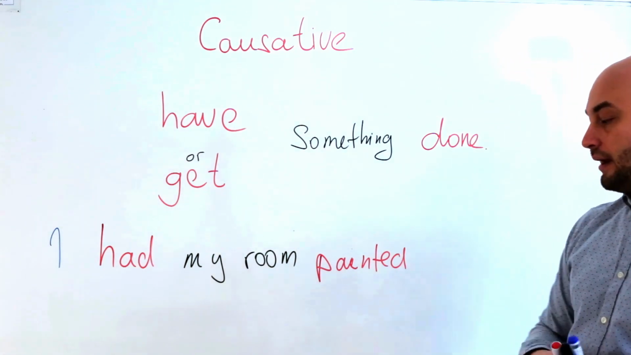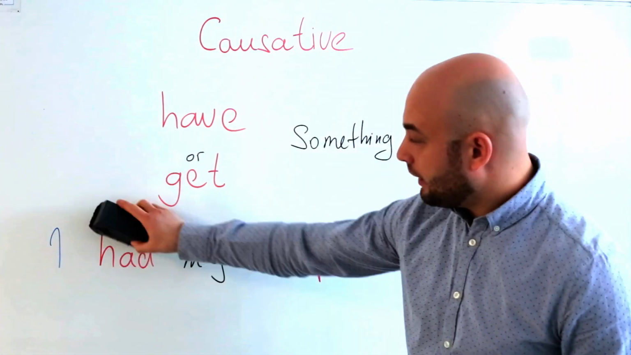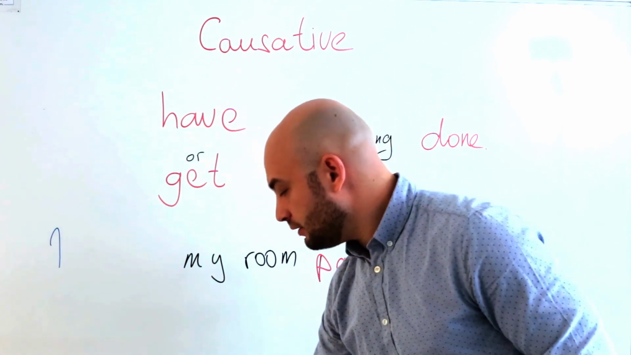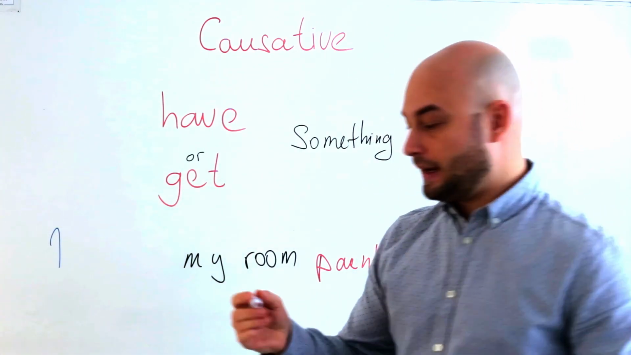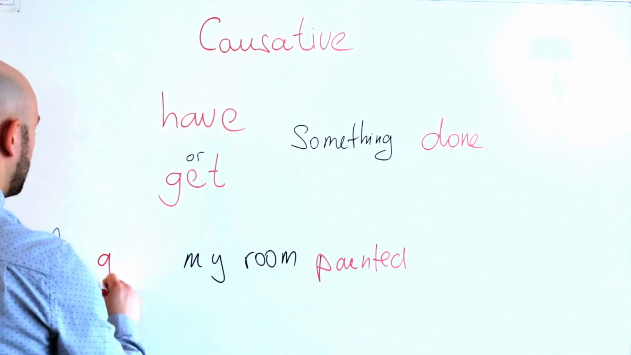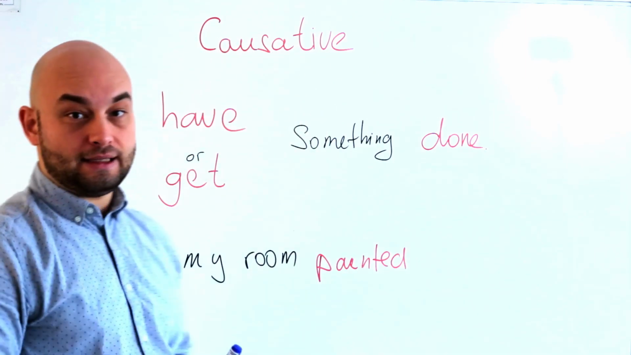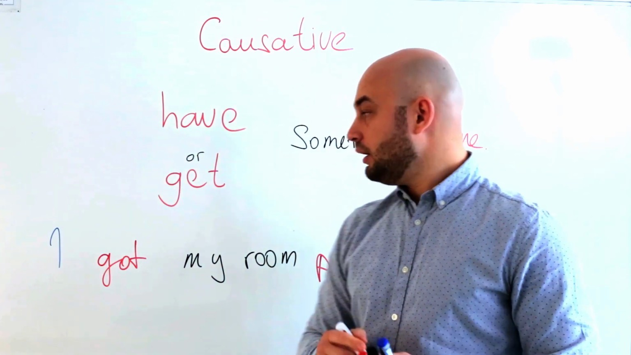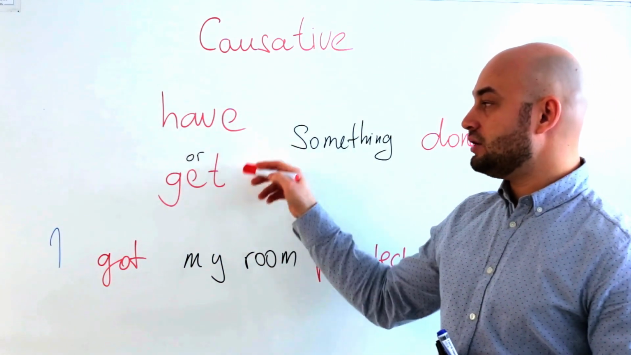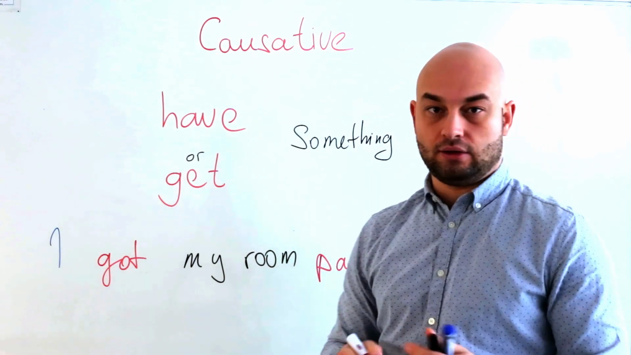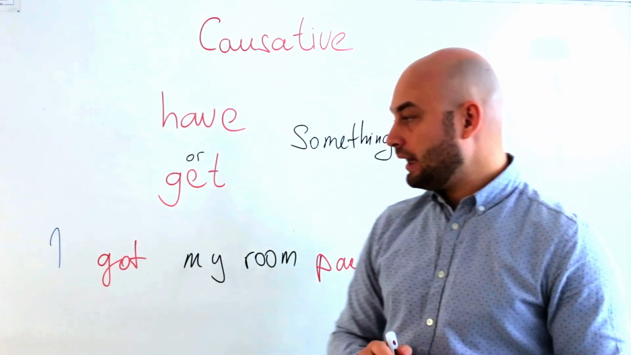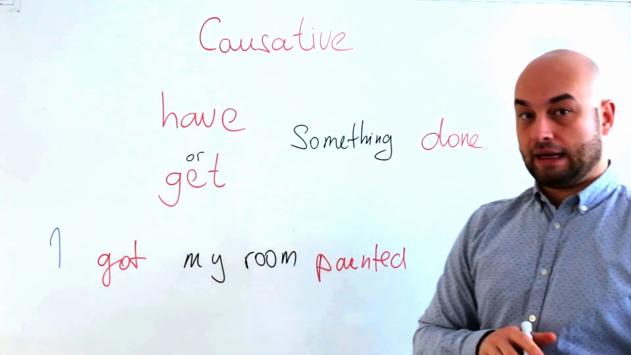You could also have the same sentence with get. Remember, it was past simple, so I got my room painted. Okay? You can pretty much interchange these. You don't need to stick to one or the other. You can use either of those. Okay? I got my room painted.